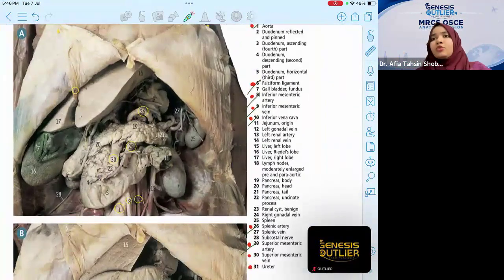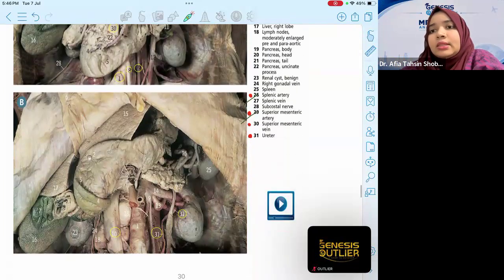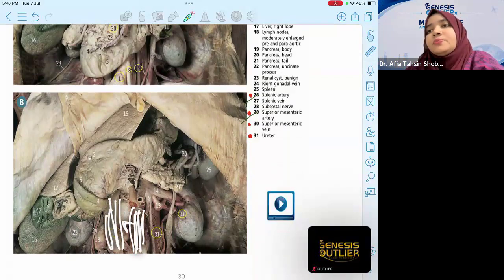This image is important for the exam. Here, first of all, see the most prominent and most important structure. What is one? Where is one? This is one. One is abdominal aorta. And beside this, you will get inferior vena cava, right?